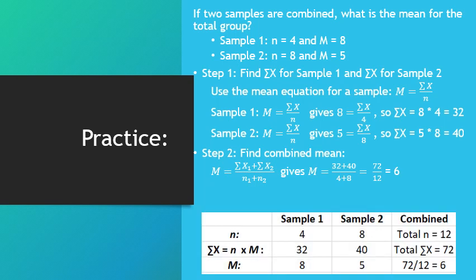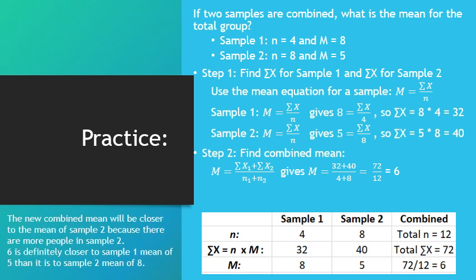And again, here's a nice table to put all your work into. The new combined mean should be closer to the mean of sample 2 because there are more people in sample 2 in this problem. And so let's look at our answer. We got 6. It's definitely closer to the mean of 5 from sample 2 than to the mean of 8 from sample 1.